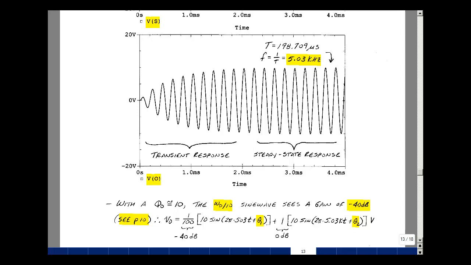And again, we can predict that this is going to happen by the fact that if Q naught is about 10, then if you go back a decade from the center frequency, back on page 10, you'll see that the gain is approximately minus 40 dB. So we're multiplying this 10 volt sine wave by 1/100th, and we're multiplying the 5 kilohertz by roughly 1. There is a phase response, so we'll take a look at that on the next page.